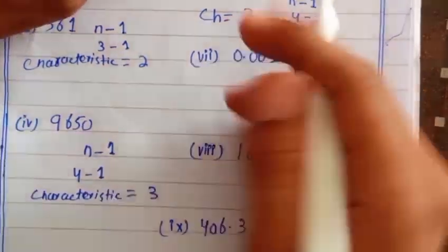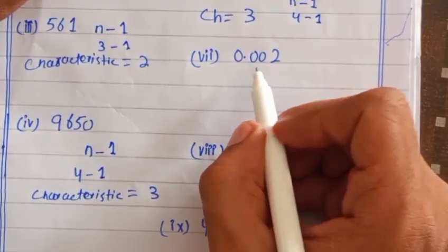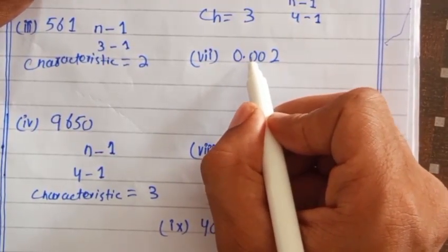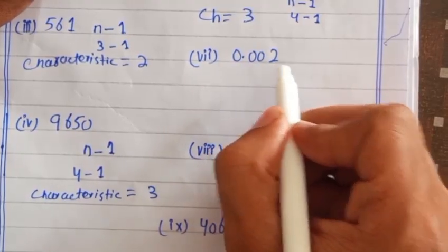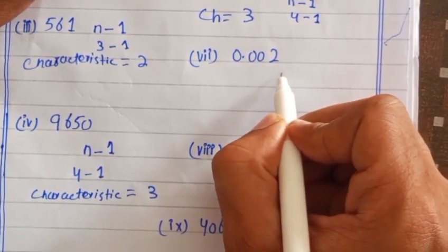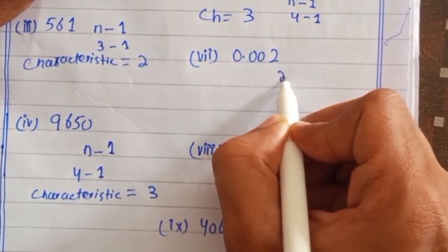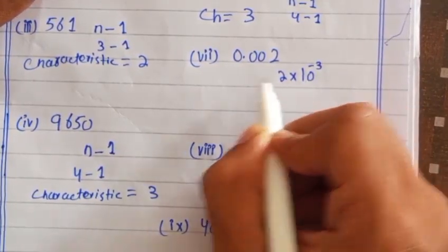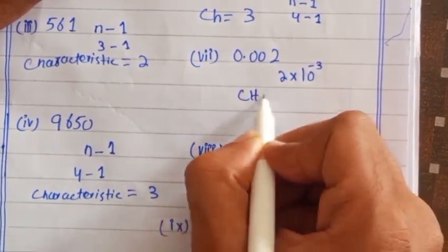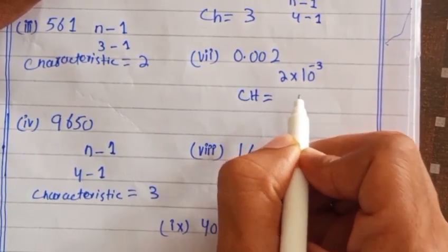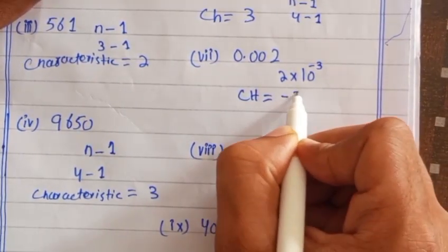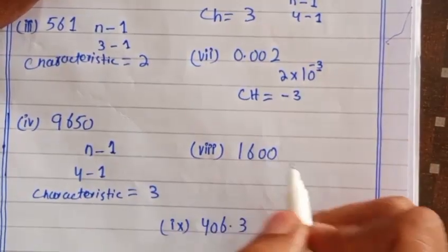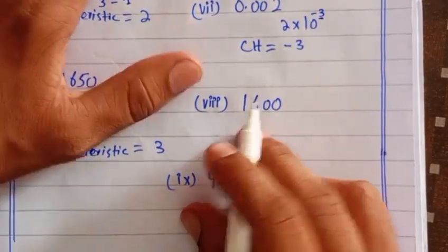Come to number 7, 0.002. First of all, see here the decimal point is already on the left side, so I will change it into scientific notation: 2 multiplied by 10 power minus 3. Here my characteristic is the 10 power, so characteristic is minus 3. I will consider my power as my characteristic. So come towards number 8.